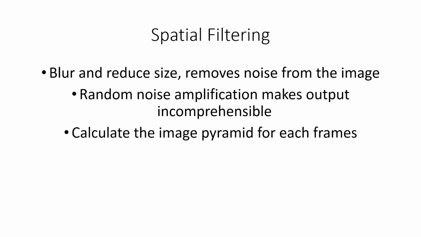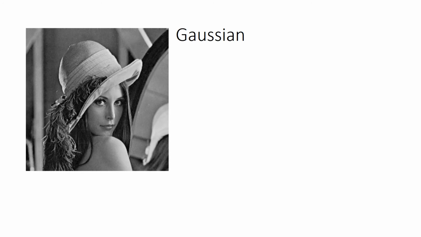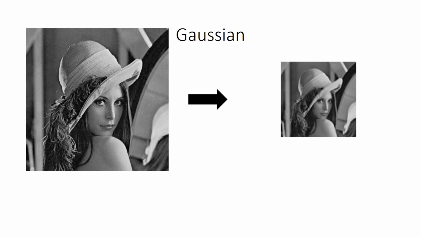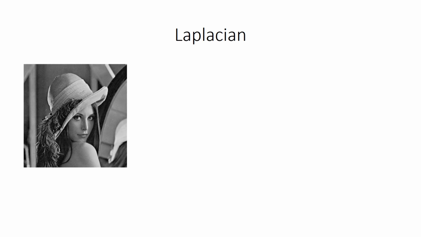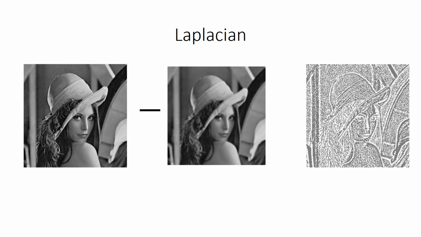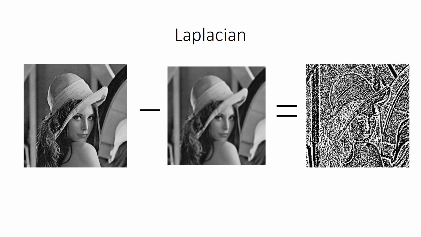A Gaussian pyramid works by applying a Gaussian blur to an image and then reducing the size to a quarter of the original. A Laplacian pyramid works by taking a lower level of the Gaussian pyramid, expanding it back up, and then taking the difference between the blurred and the original frame, leaving the edges of the object.